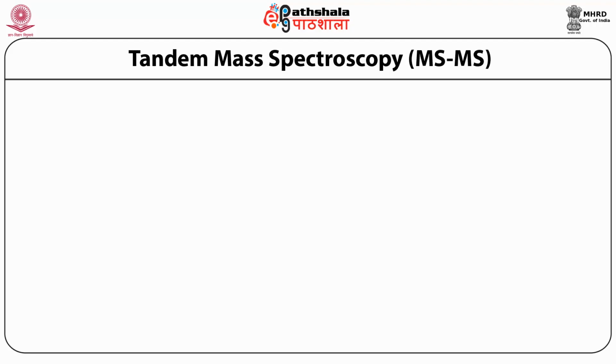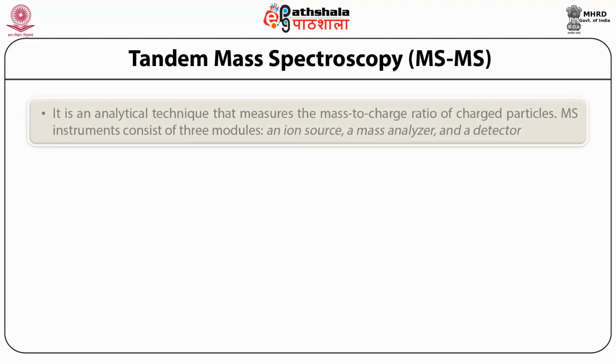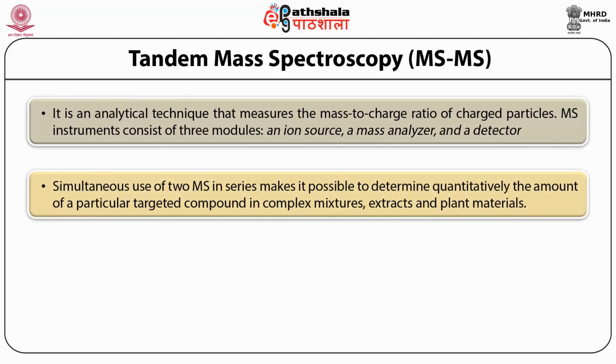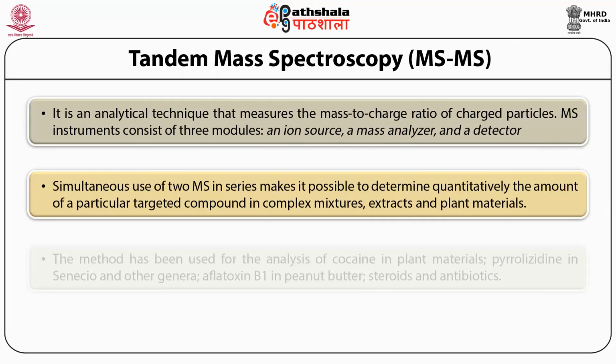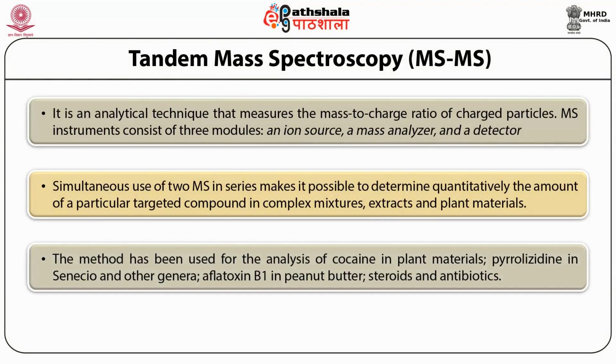Another recent advance which uses mass spectroscopy is tandem mass spectroscopy. As we understand, a mass instrument consists of an ion source, a mass analyzer and a detector. In tandem mass, two or more mass spectrometers are aligned in series. The simultaneous use of these makes it possible to target particular compounds in complex mixtures, such as extracts of plant materials, and it is particularly useful. It has been used recently for the analysis of cocaine in plant materials, pyrrolizidine in Senecio, aflatoxin in peanuts, and the analysis of steroids and antibiotics.